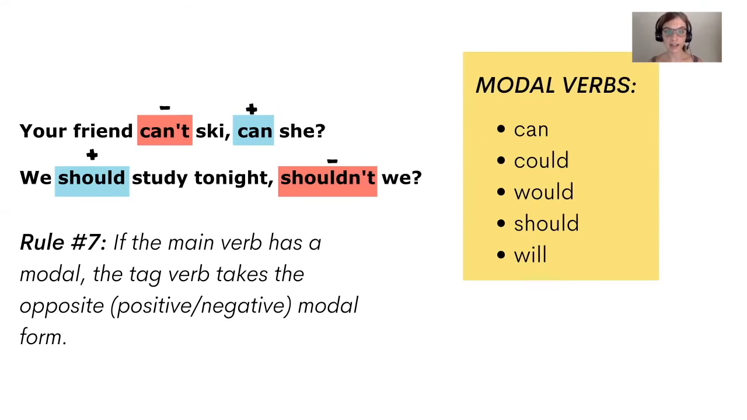So if you see that in the main statement, then it must be repeated in the tag. Your friend can't ski, can she? We should study tonight, shouldn't we?